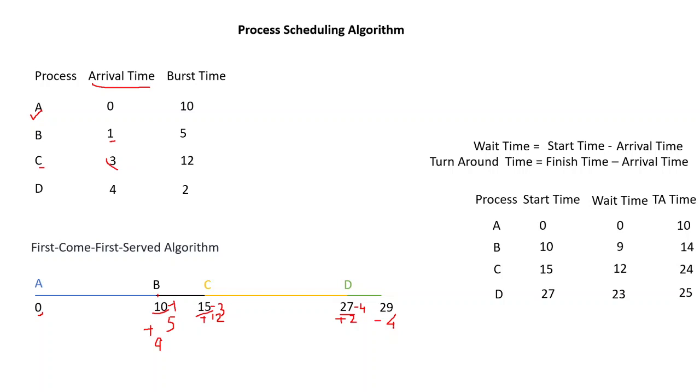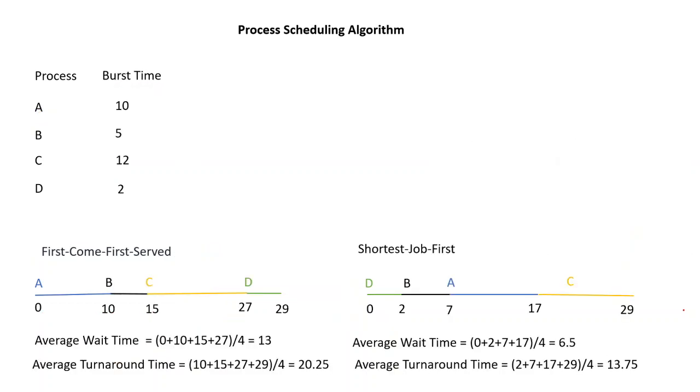So the average wait time, as you have learned from the previous lectures, is the summation of these four divided by the number of processes, that is equal to 11. The average turnaround time in this case is the summation of the individual turnaround times divided by 4, that is equal to 18.25. Now let's make a comparison between first come first served and shortest job first.